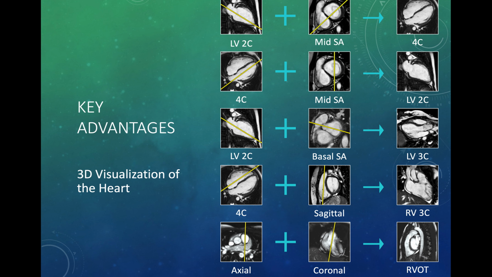A kind reminder, those are the views that we usually use in cardiac MRI: two chambers, short axis, right ventricular outflow tract, and these are the main views that we use throughout the cardiac scanning or the report.